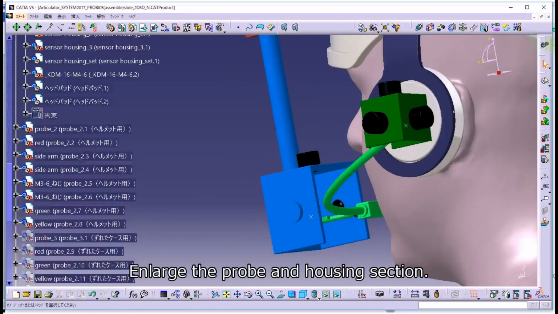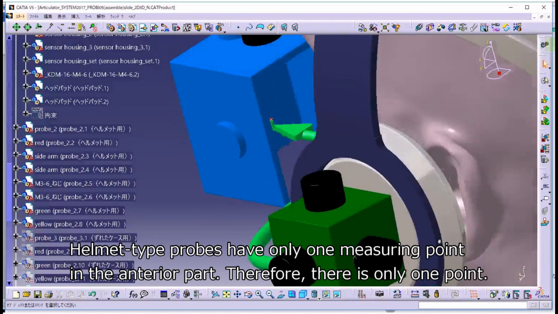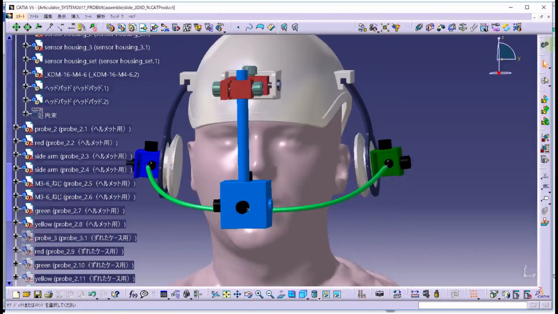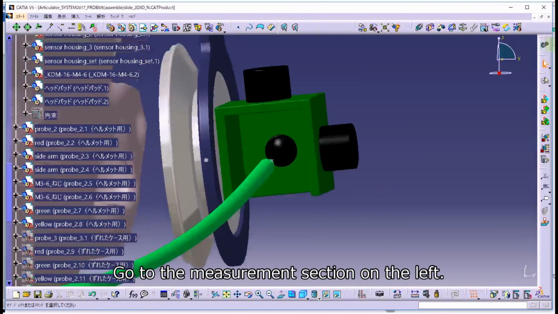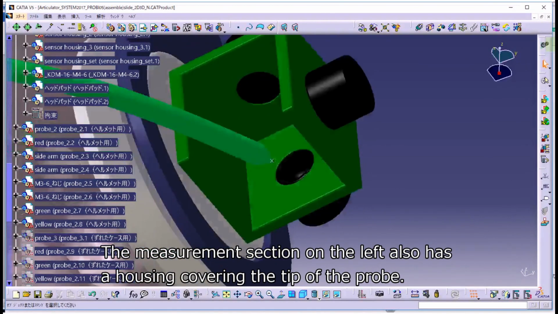Enlarge the probe and housing section. Helmet-type probes have only one measuring point in the anterior part. Therefore, there is only one point. Go to the measurement section on the left. The measurement section on the left also has a housing covering the tip of the probe.